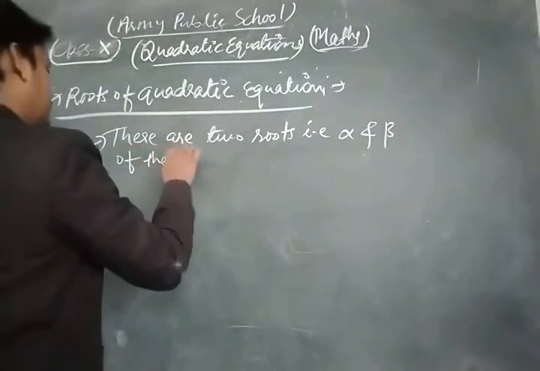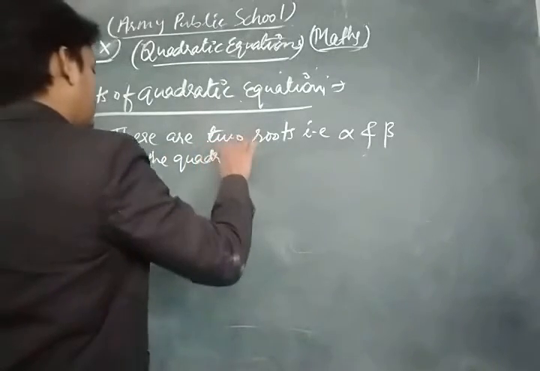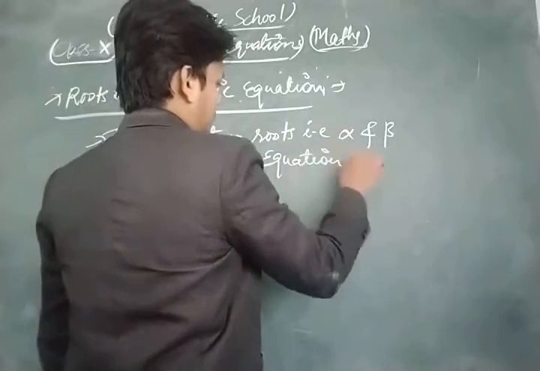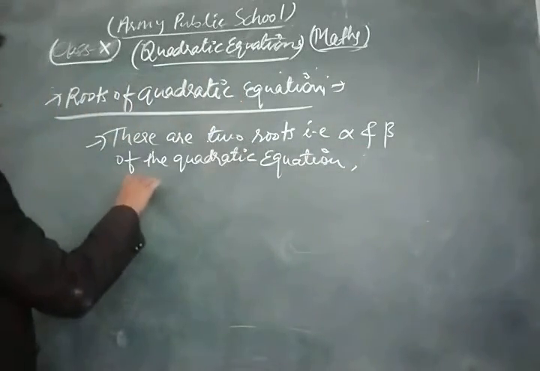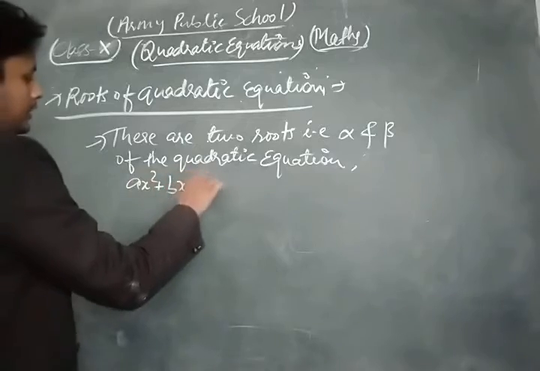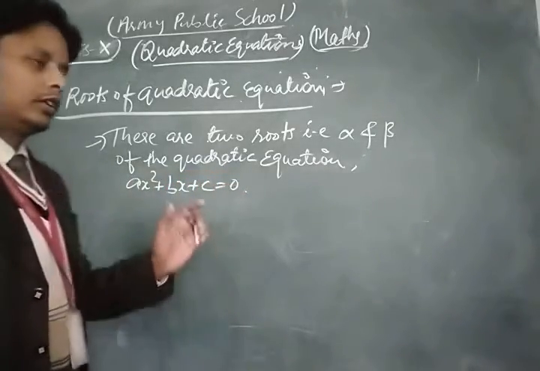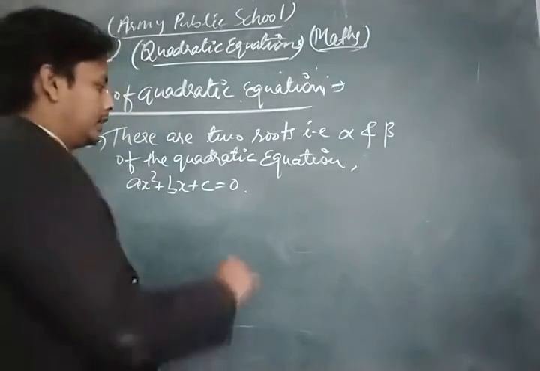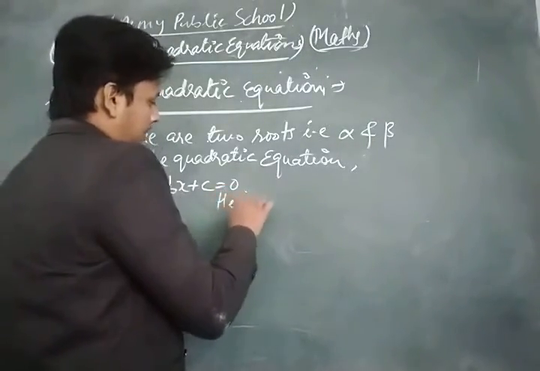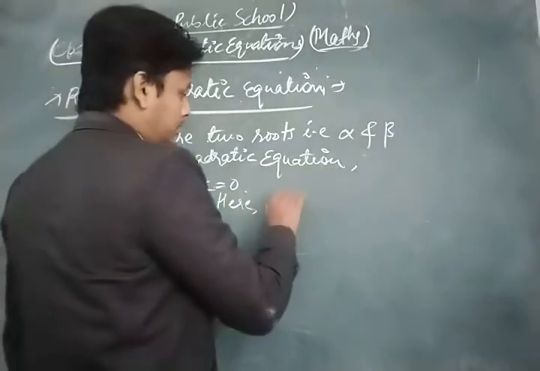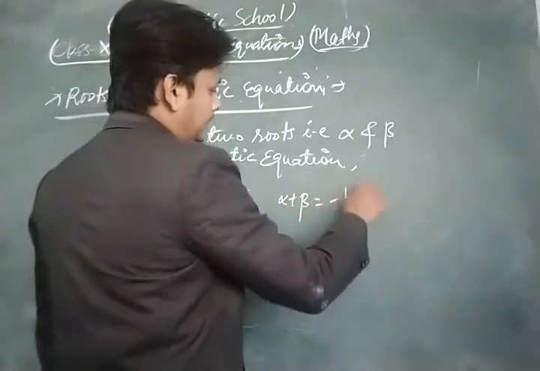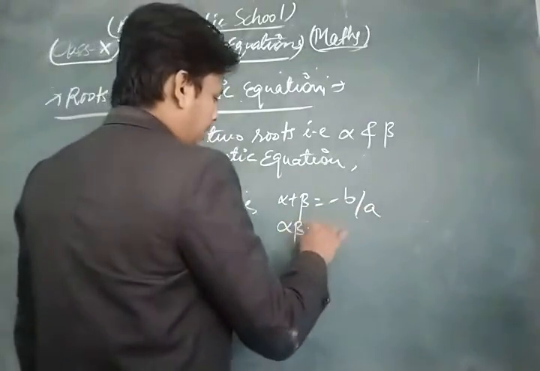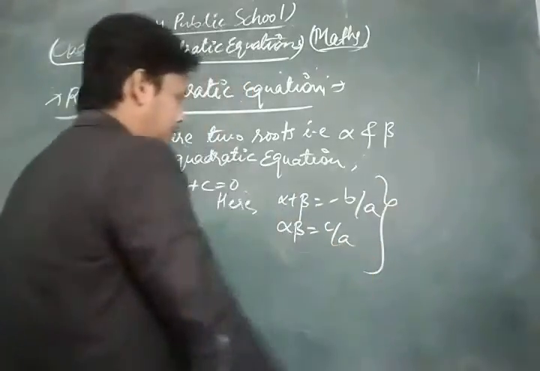There are two roots, alpha and beta, of the quadratic equation ax square plus bx plus c is equal to 0. Here there are two important formulas: the sum of roots, that is alpha plus beta, is minus b by a, and the product of roots, that is alpha beta, is equal to c by a.